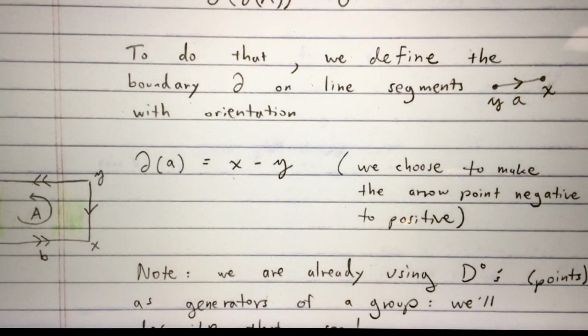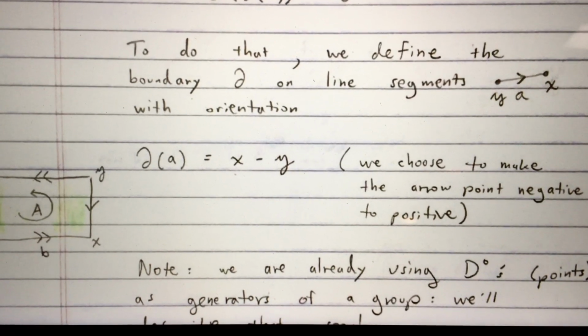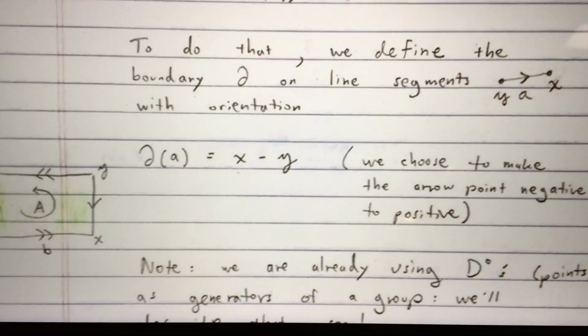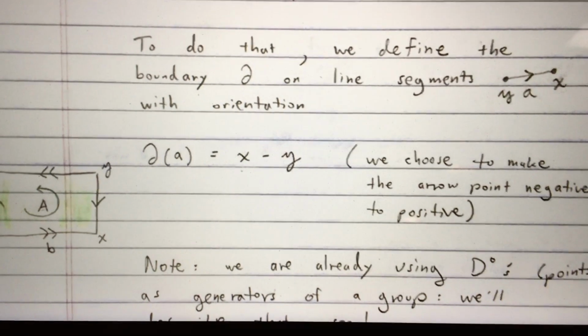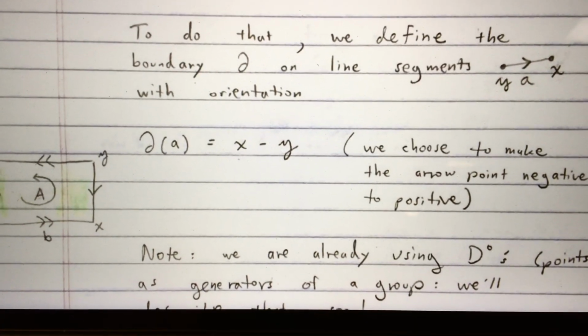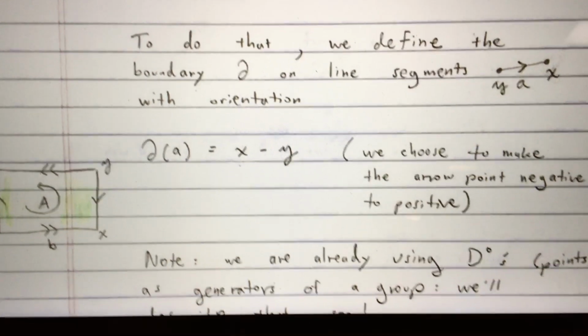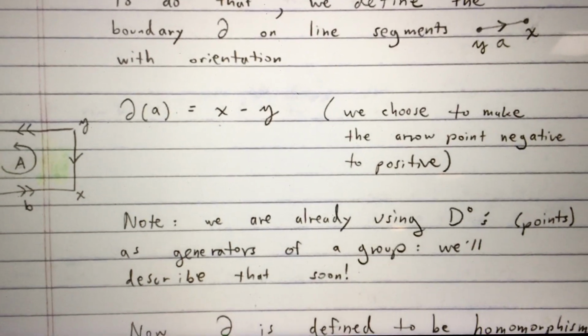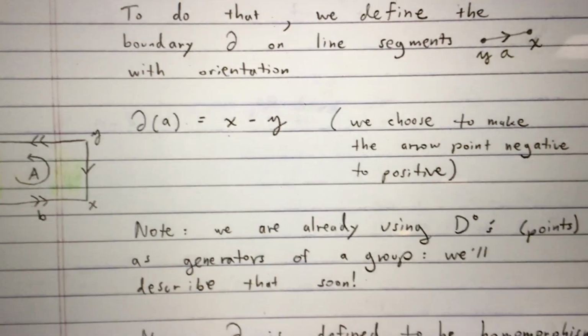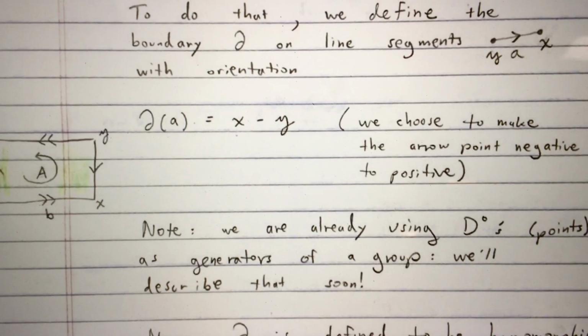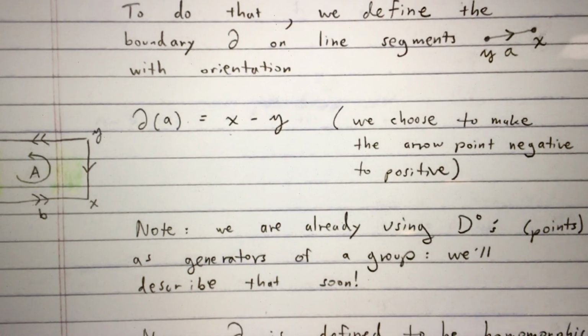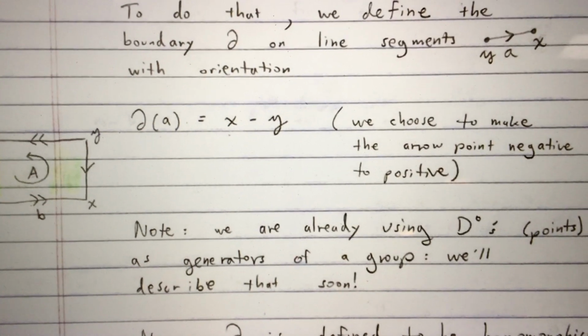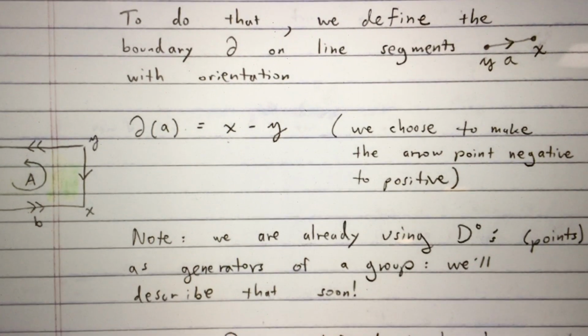So the answer to the boundary of a line segment is the 2 endpoints, and I write their names down, not dots in this case, because we're already using disks, D0 disks, 0-dimensional disks, points, as generators of a group. We're going to describe that group very soon. We're building up to it, but on page 3 we define it.